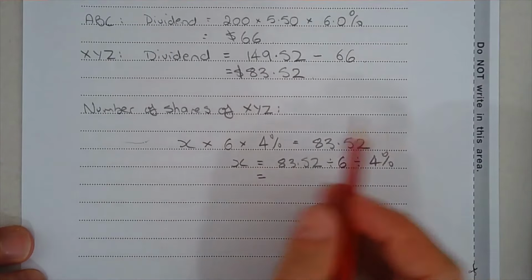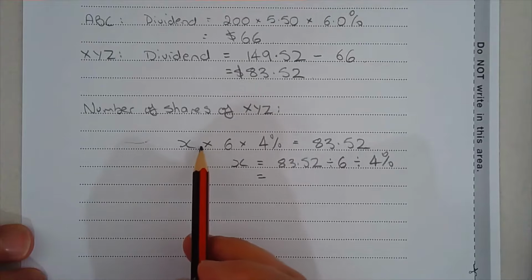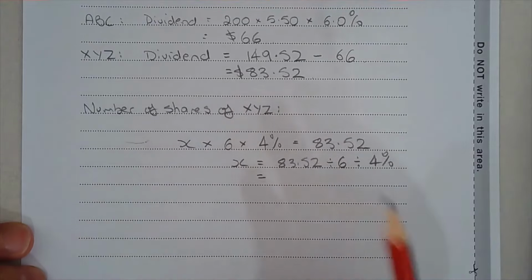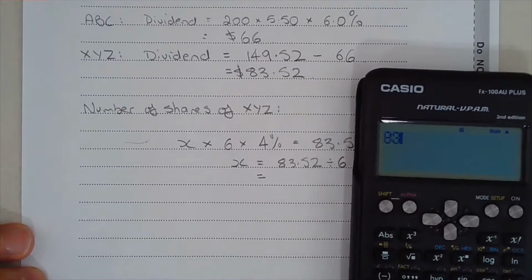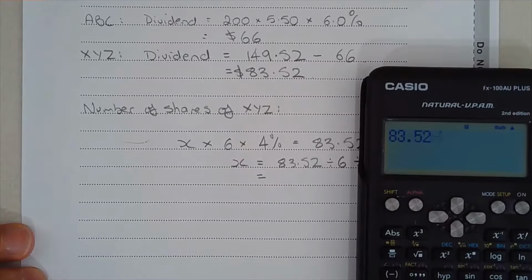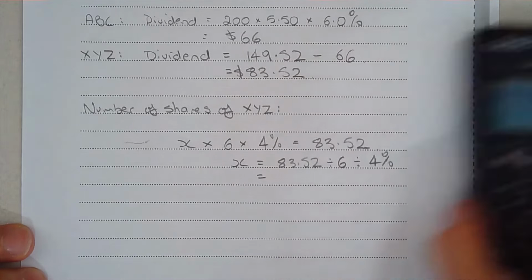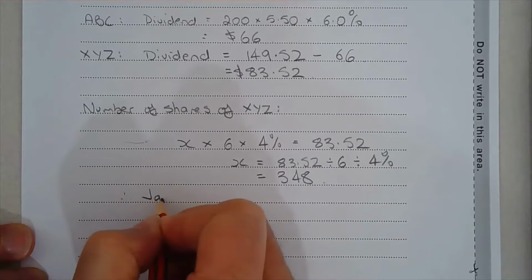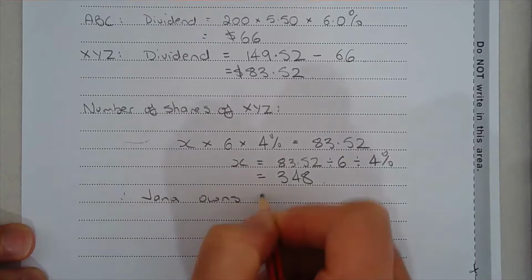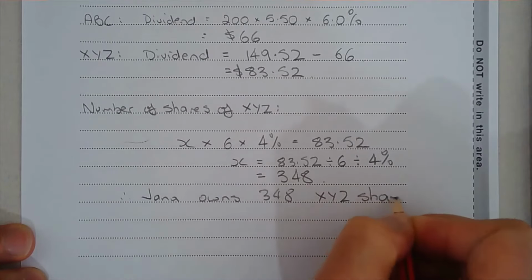If you recall from solving equations, if you move a term from one side of the equation to the other, the opposite operation is then applied. So 83.52 divided by 6 divided by 4%. Make sure I got that right. And we get 348. So therefore, Jana owns 348 XYZ shares.